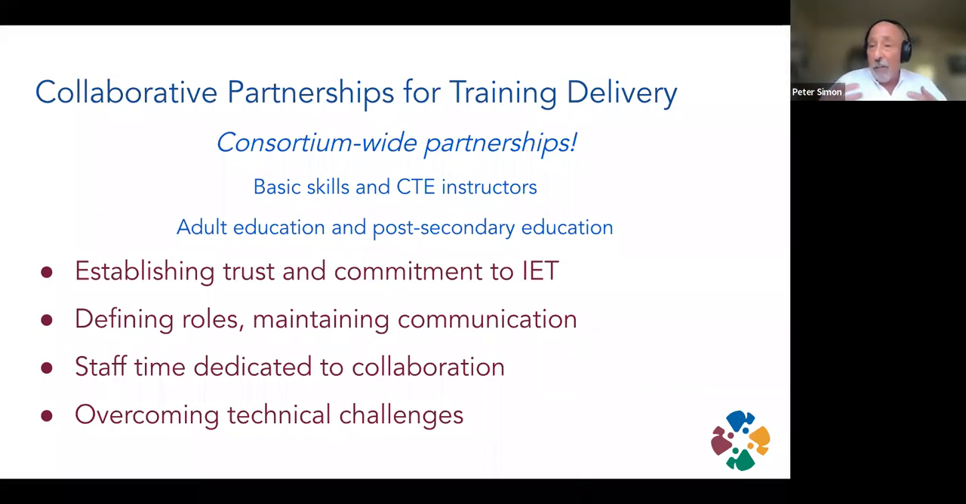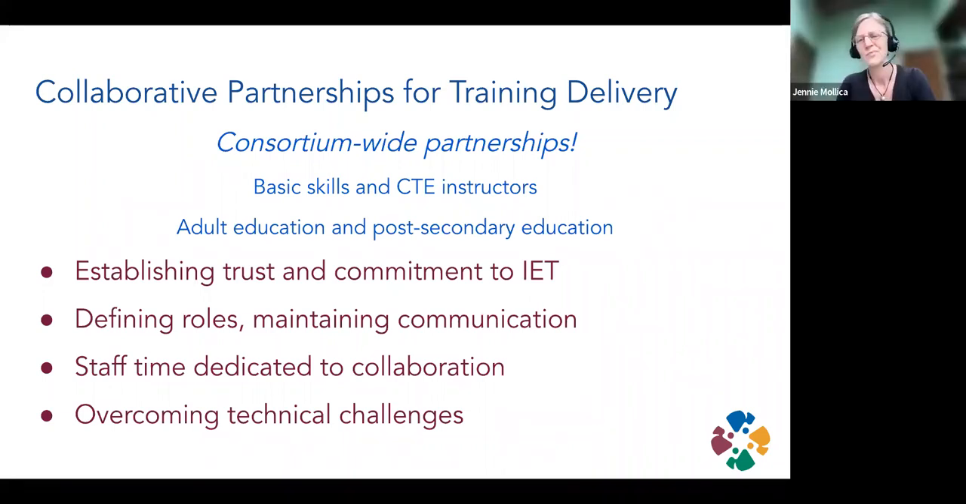And again, we can't emphasize enough the core element of partnership in terms of just building trust, really establishing the roles. And as a dean who used to pay for this, you have to build in staff time, not just to plan the program, but as you go, for the ongoing collaboration. And as we heard over and over again, there are many technical challenges that come up, and it's the partnership that really is the way in which you address all of these challenges as they arise.